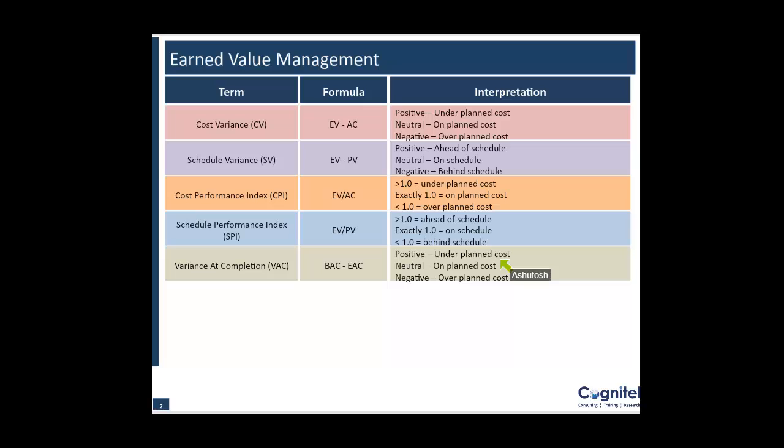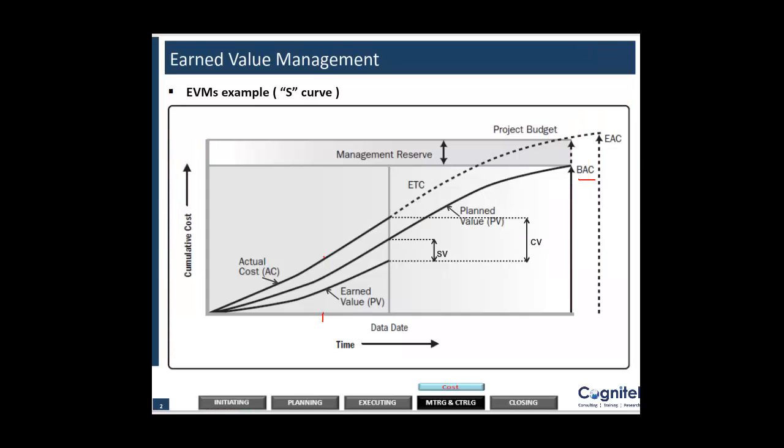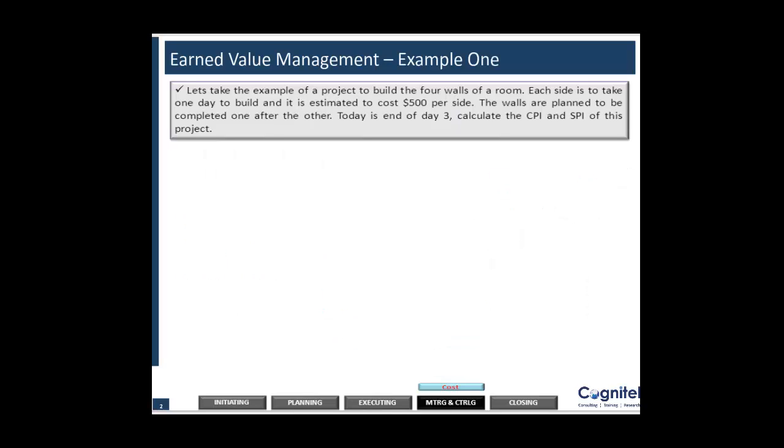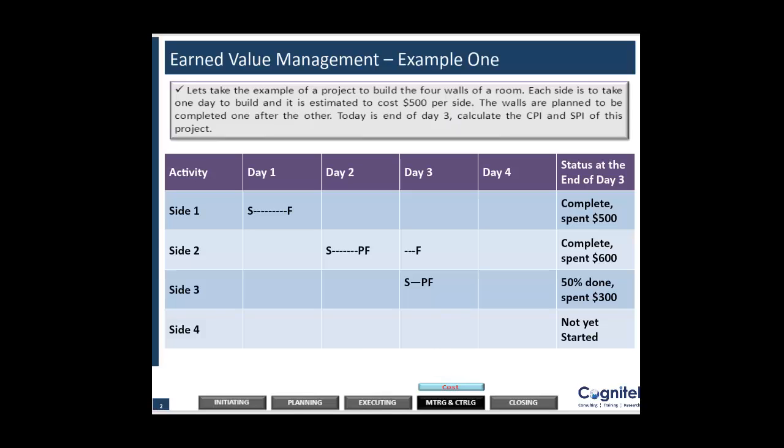And variance at completion is how much over or under budget I am. So original budget minus revised budget is my variance at completion. Ideally it should be 0, which means I am neutral. Positive means I am under planned cost, and negative means over planned cost. So these are the formulas you would need to remember for earned value management.